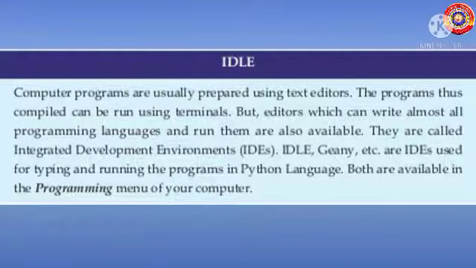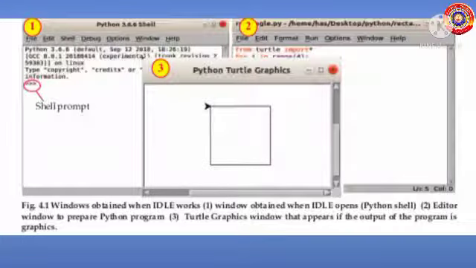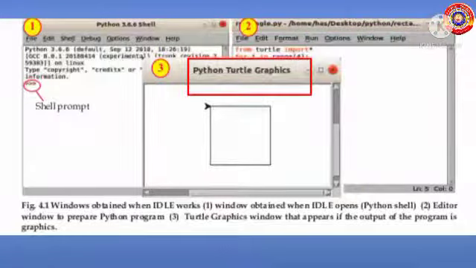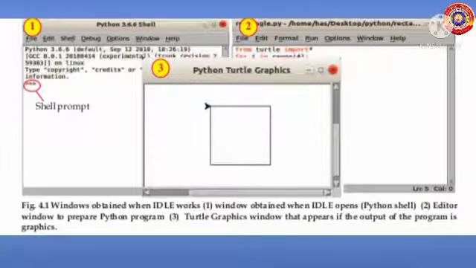Okay. Before entering into Python programming, let's have a look at this figure and notice all these figures clearly. The first figure is the window obtained when IDLE opens, that is, the Python shell. The second one is the editor window to prepare a Python program. And the third window is the turtle graphics window that appears if the output of the program is graphics.